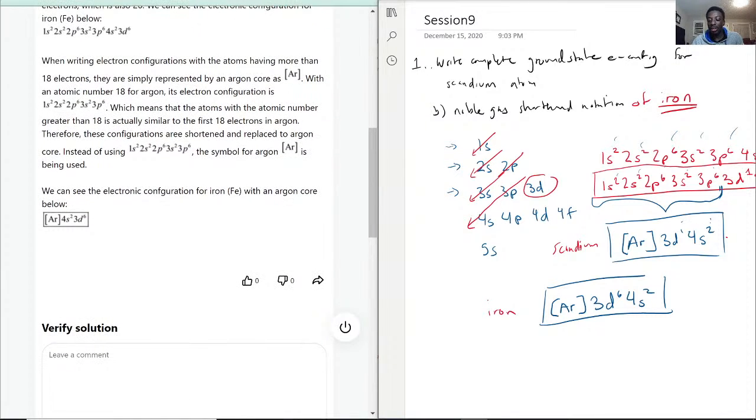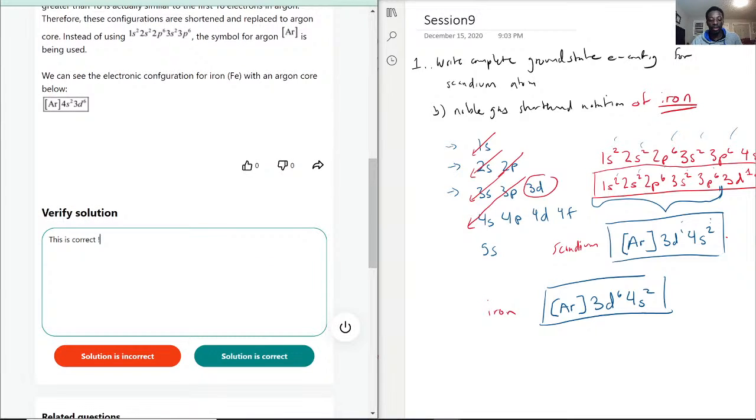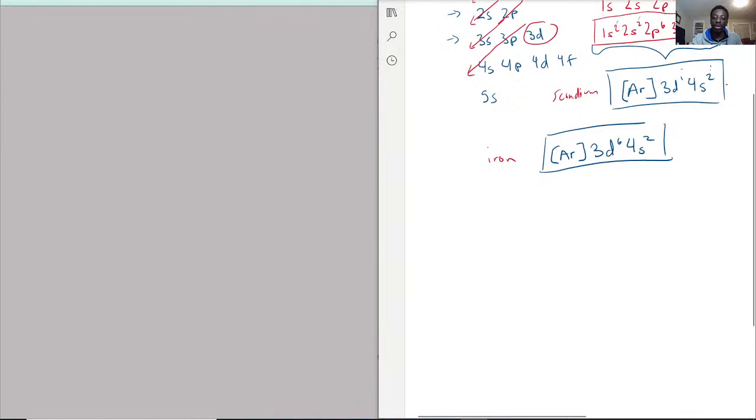As I said, I like to keep it with the lowest coefficient first. That's why I have 3d6 4s2, because that's also how the orbitals will align themselves. It is technically in the third orbital, so it would come technically prior to the fourth orbital, even though it is in the D shell. So this is correct nonetheless. Let's now move on to question number 2.